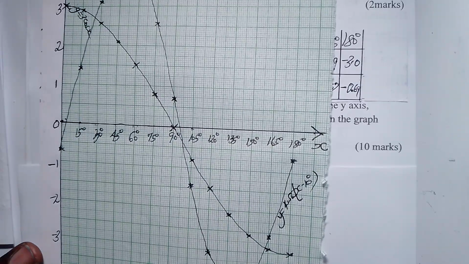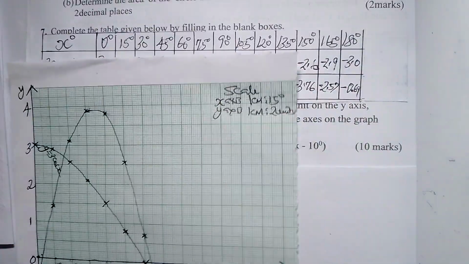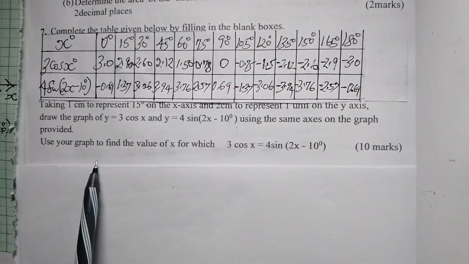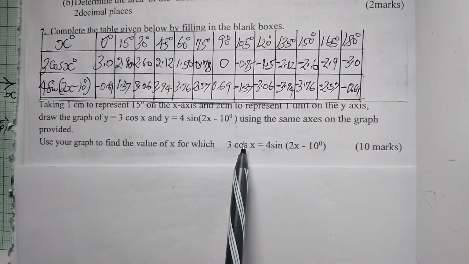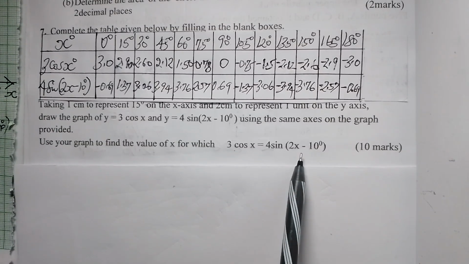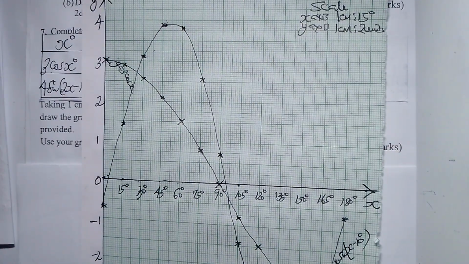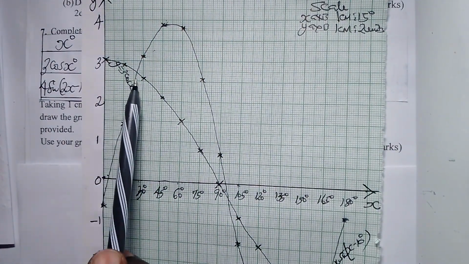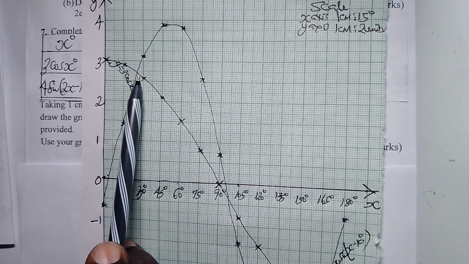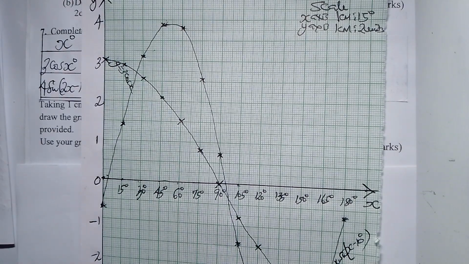Now you're told to use our graph to find the value of x for which 3 cos x is equals to 4 sine 2x minus 10. Now, for us to get this right, consider where the two functions intersect, and then drop or erect a perpendicular on the x-axis, and you read that particular value.